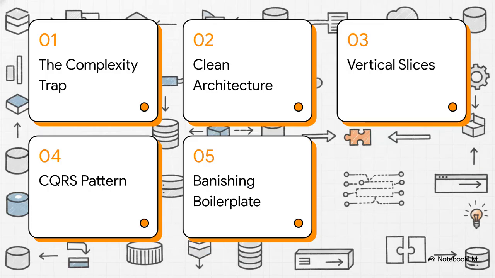Here's our quick roadmap for today. We'll start with the code complexity trap, move into clean architecture as the traditional gold standard, and then check out vertical slices for feature-first design. After that, we'll break down CQRS for separating reads and writes, and finally, look at how to banish that boilerplate code for good. Let's jump right in.